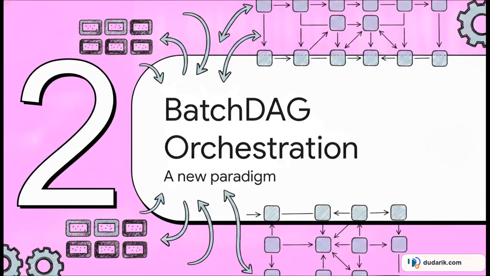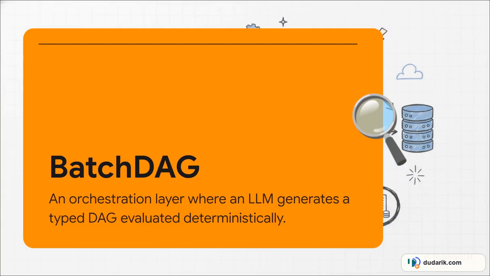Section 2. Enter BatchDAG orchestration. The fundamental insight here is actually pretty simple. The LLM should plan, not execute. BatchDAG is an orchestration layer where the LLM acts strictly as a planner. It takes a natural language query and spits out a typed directed acyclic graph, or a DAG, of operations. You can just think of a DAG as a one-way flowchart where steps never, ever loop back on themselves.